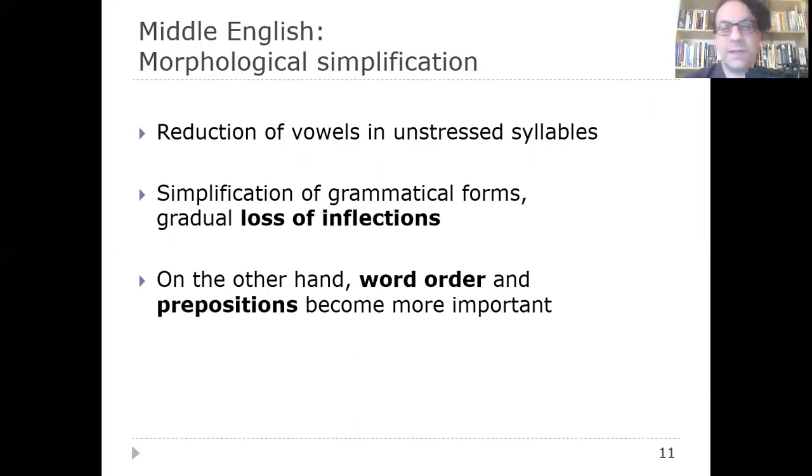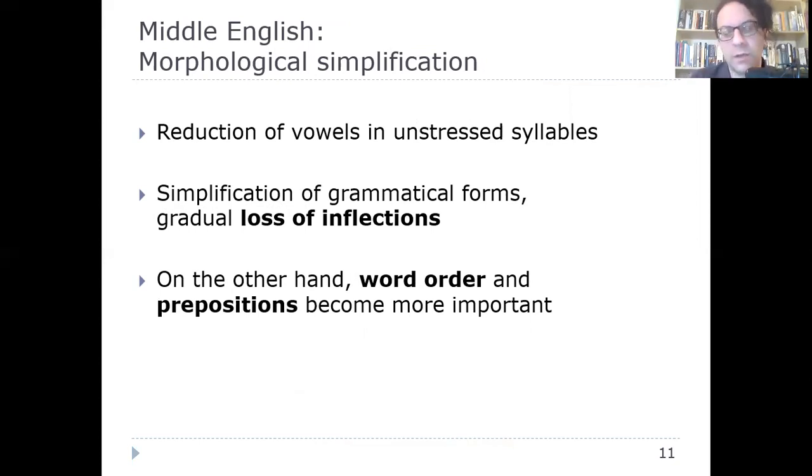And these two things are really two sides of the same coin, because if you're losing inflections, if you're not marking in a word whether, let's say, something is an adjective, whether something is maybe a dative case or an accusative case, if you're not really marking that in adjectives or in nouns or in pronouns, then you have to find some other means to help your listener or your reader decide what is the direct object, what is the indirect object, what is the subject, and so on of a sentence.